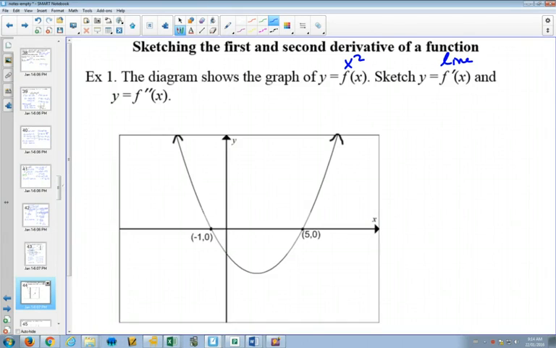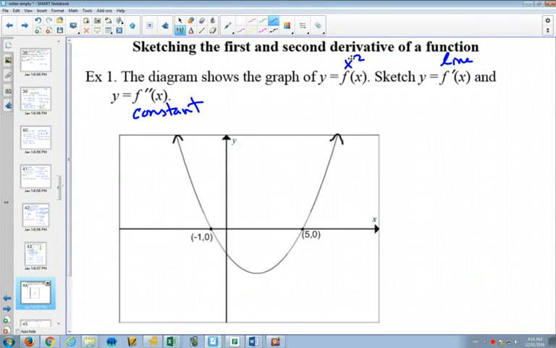And if we know we have a line, what happens when we take the derivative of a line? It just becomes a constant. So we know that this is going to become a constant. So that's going to help us figure out things on this graph.